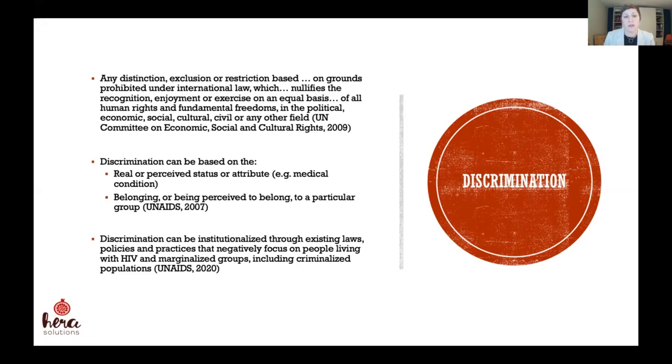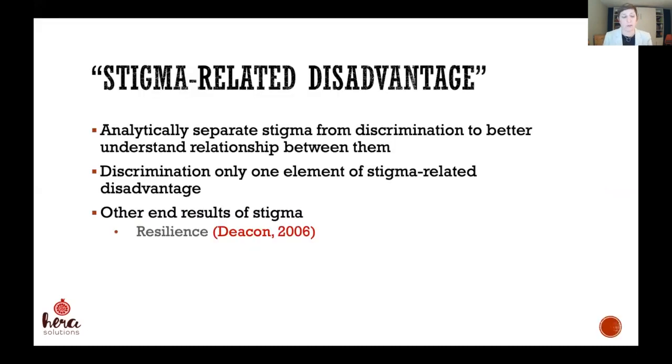According to UNAIDS, discrimination can be based on the real or perceived status or attribute, or belonging or being perceived to belong to a particular group. Discrimination can be institutionalized through existing laws, policies, and practices that negatively focus on marginalized groups, including criminalized populations.